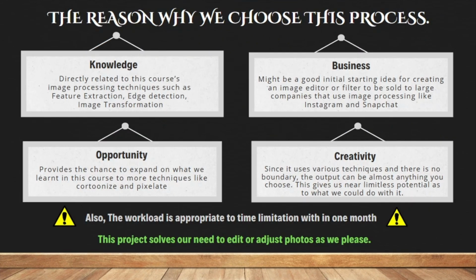Now, before diving into the specifics of the features, let's talk about why we chose this project in the first place. There are 3 main reasons: knowledge, business opportunity, and creativity. First, this project directly connects to what we've been learning in this course. It applies image processing techniques like feature extraction, edge detection, and image transformation, making it a great way to reinforce those concepts. From a business perspective, this could be a starting point for developing image editing software or filters that could be useful for platforms like Instagram and Snapchat. These companies rely on image processing, so the project could help us understand how familiar technologies work.